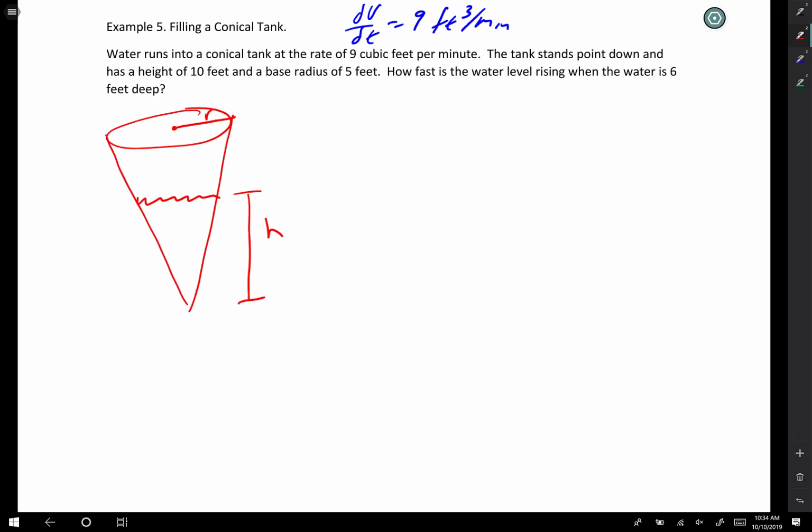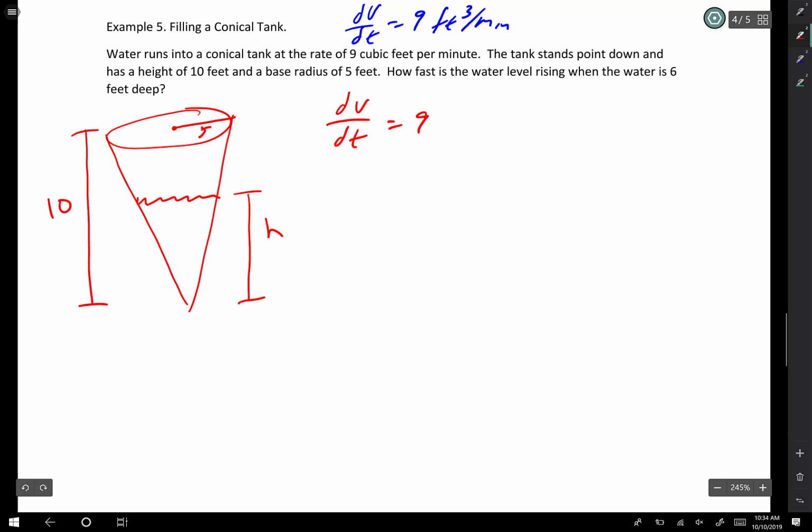All right, so let's write what we know now, guys. Water runs into a conical tank, so dV/dt is definitely, I already have it up there, but I'm going to rewrite it again. dV/dt is 9. The tank stands point down, has a height of 10 feet, so that's my height overall. So this is the total height, and that I can write 10 because it's not changing. The cone's not morphing into something else, you know? For the radius, that's not changing either, so I can put a 5 there. But this radius down here is changing. So this one, I'm going to put R. But up here, that's a 5 there. How fast is the water level rising when the water is 6 feet deep? All right, so here we go.